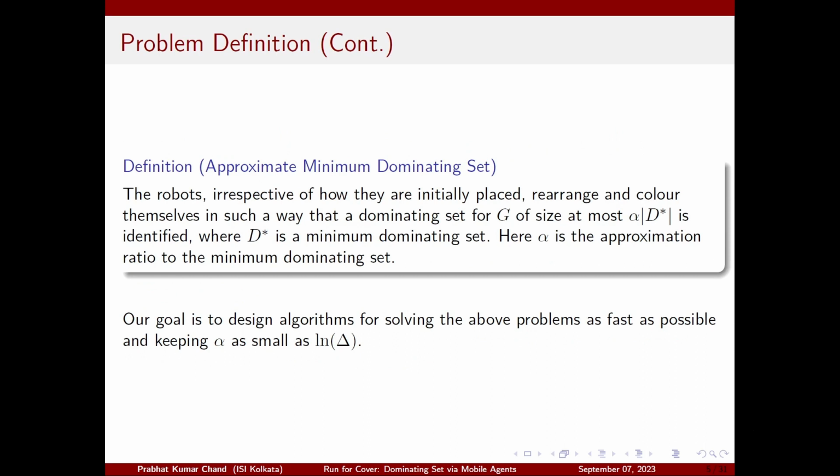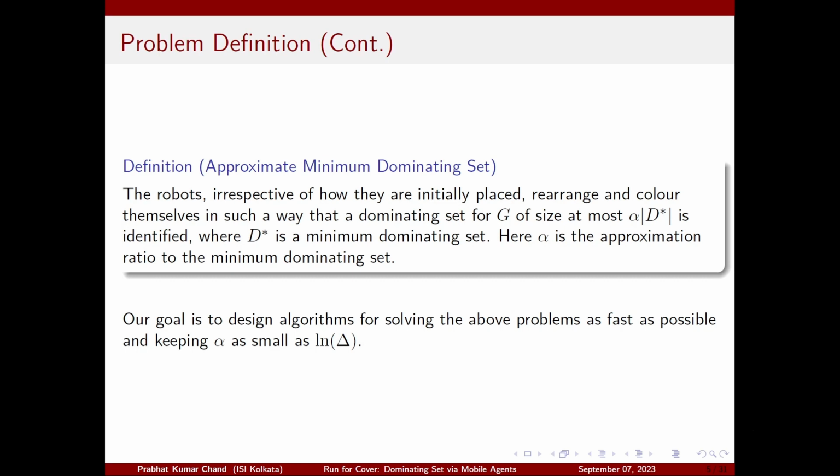For our second problem, we consider the approximate minimum dominating set where the robots, irrespective of how they are initially placed, rearrange and color themselves in such a way that a dominating set for the graph G of size at most alpha times the optimal is identified. Here D star represents the minimum dominating set and alpha is the approximation ratio to the minimum dominating set.